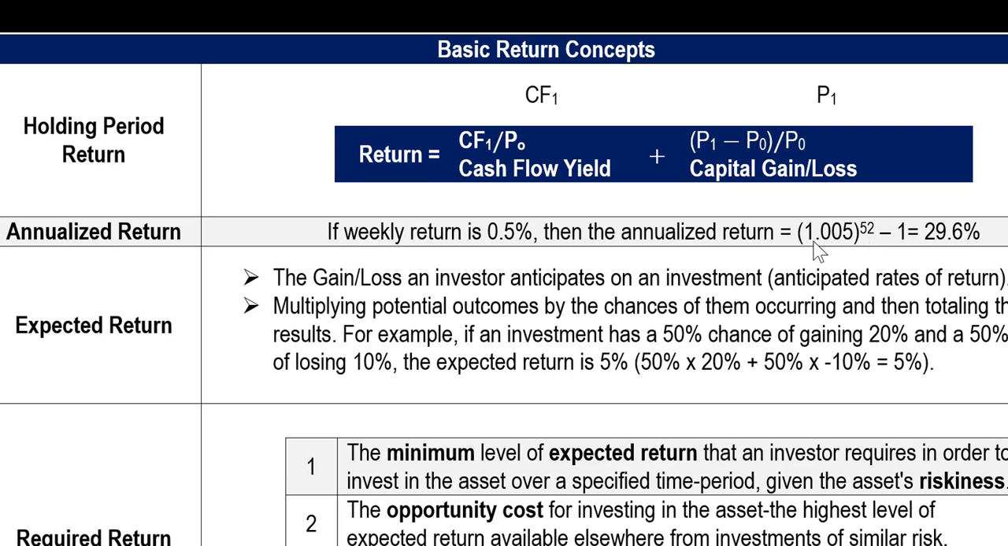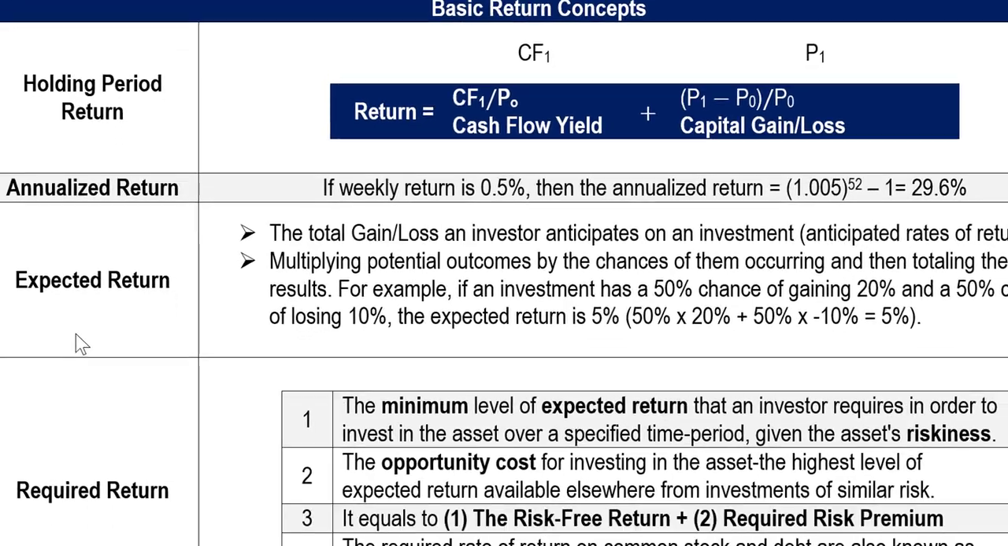But remember, you have to add 1 because you're looking at the holding period. So you get $1 and you will generate 0.005 dollar, and then 52 times compounding. Of course, you have to subtract 1. Then you're going to get 29.6% return, which means that every 0.5% weekly return is going to generate 29.6% in a year.